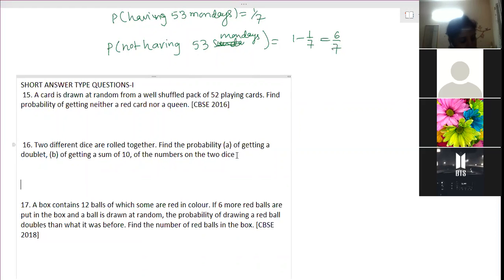What's a doublet? Doublet means the same number on both the dice. Same number on both the dice is called a doublet: 1 1, 2 2, 3 3, 4 4, 5 5. Ma'am, is the A option 1 by 36? No, sorry, 1 by 6. Yeah, 1 by 6.